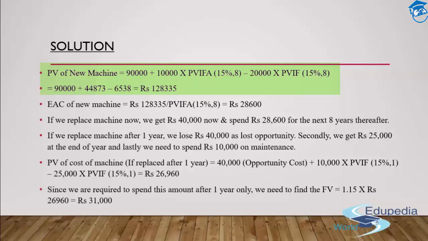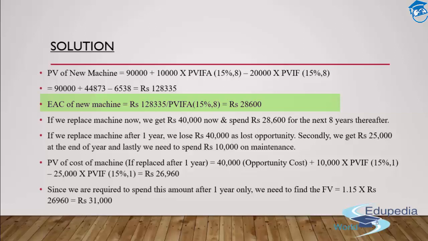Now, what is going to be done from my end? I need to take the equated annual cost of the new machine into the picture. If I divide this 1,28,335 rupees by the present value interest factor annuity at a rate of 15% for the next 8 years, I get an equated annual amount of 28,600 rupees each year in order to procure that machine. That is my costing.